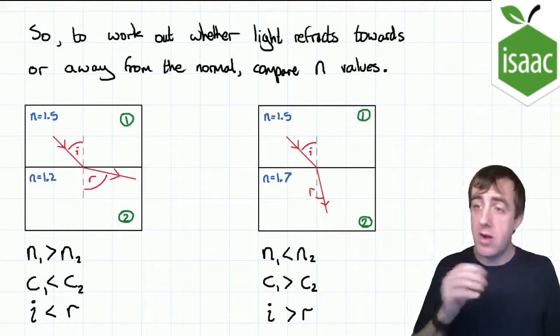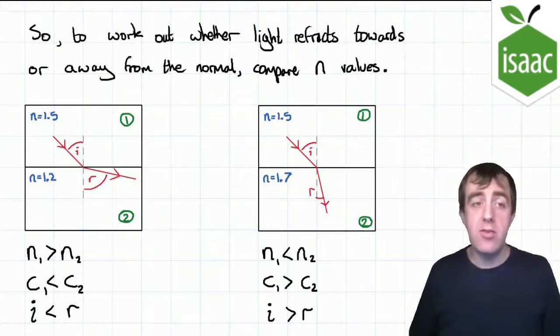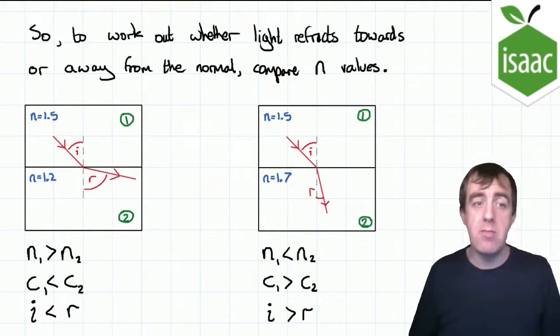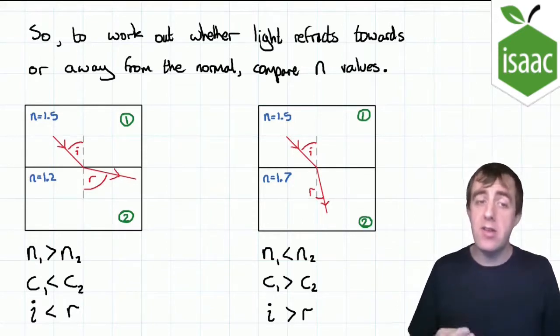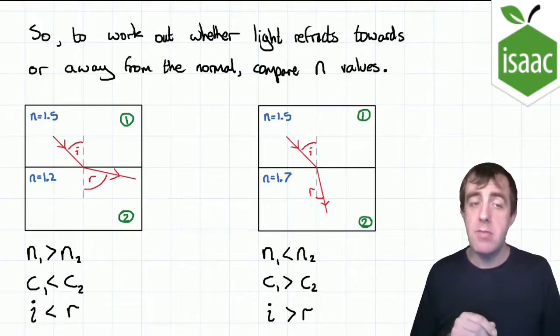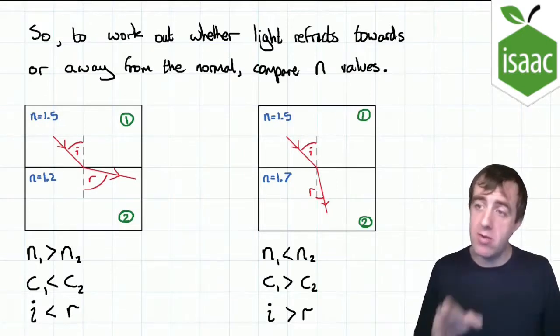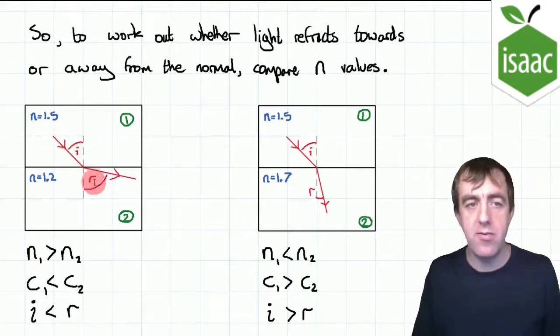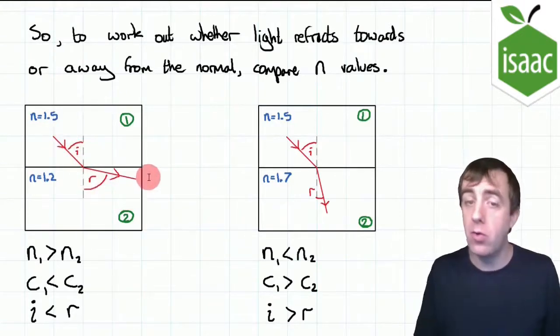You can see on the diagram on the left that the light is travelling from a more dense to a less dense medium. That means that the light goes faster in medium 2 than it does in medium 1. That means the angle of refraction has to be greater than the angle of incidence. And that is why this ray is refracted away from the normal.